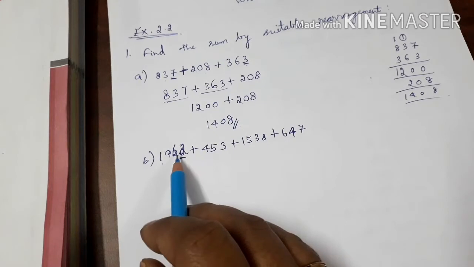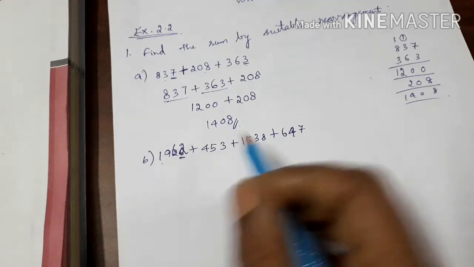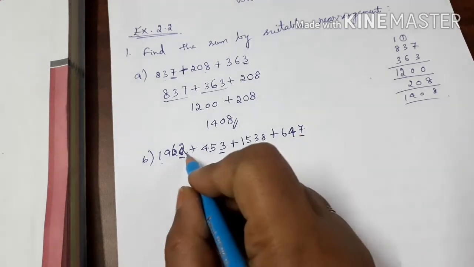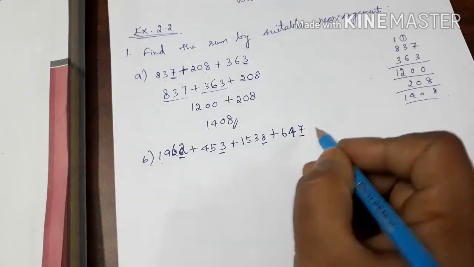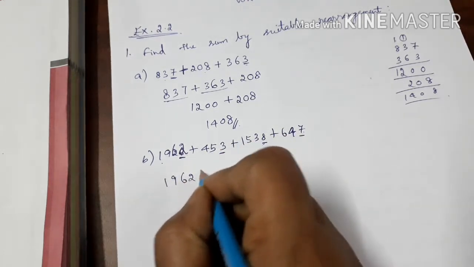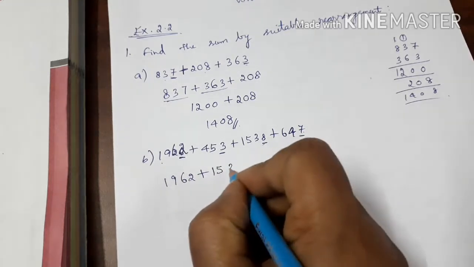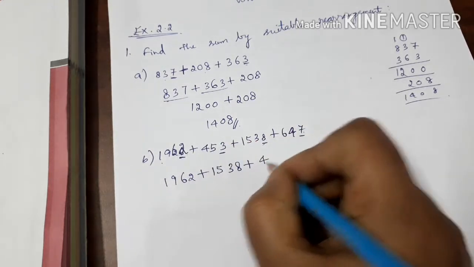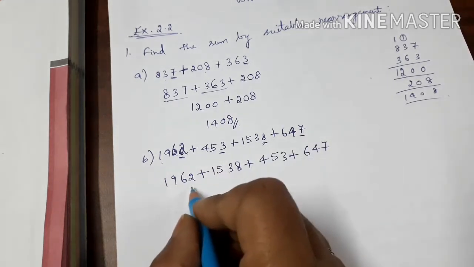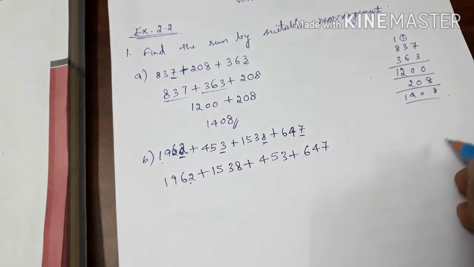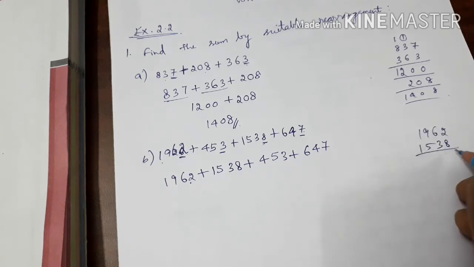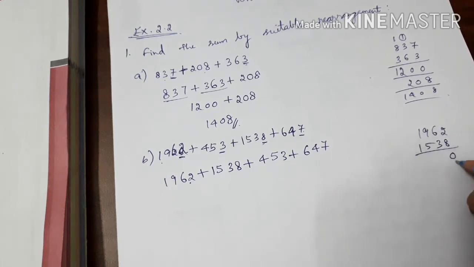Second sum. Here 2, here 8, here 3, 7. When we add 8 with 2, we will get 10. 7 with 3, we will get 10. So we are rearranging the values like 1962 plus 1538, and again 453 plus 647. If we add these two numbers, 1562 plus 1538, you will easily get 0 at the ones place.